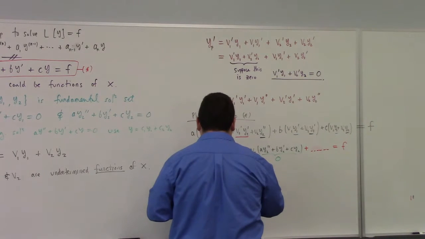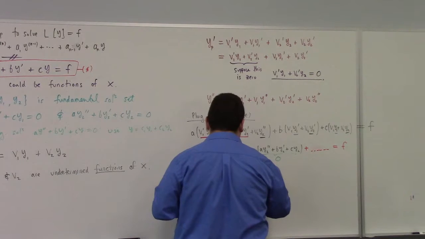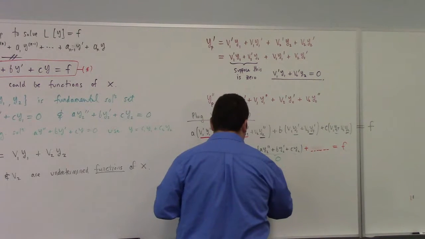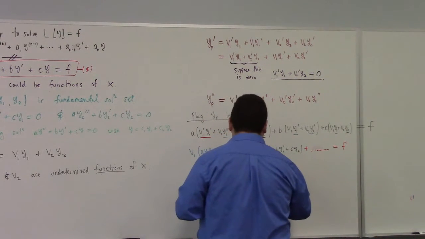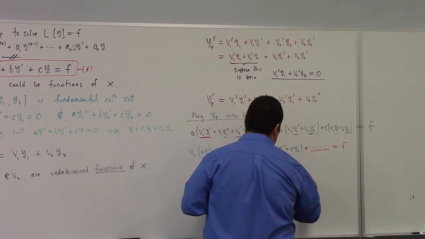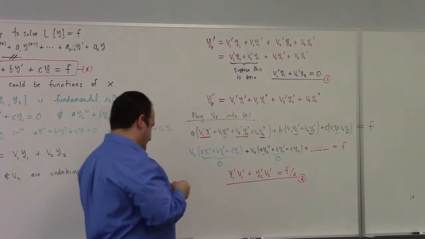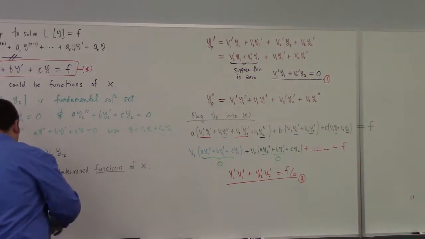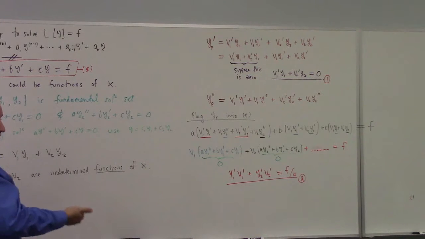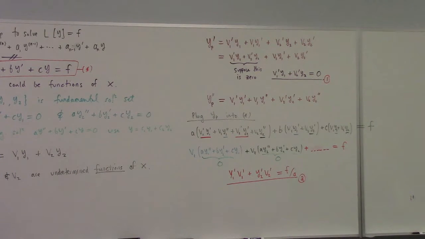So we've got y1 prime v1 prime plus y2 prime v2 prime is equal to f over a. We call that equation 2. We call the equation up here equation 1. All right. So what have we got? We got two equations. And what are the unknowns?